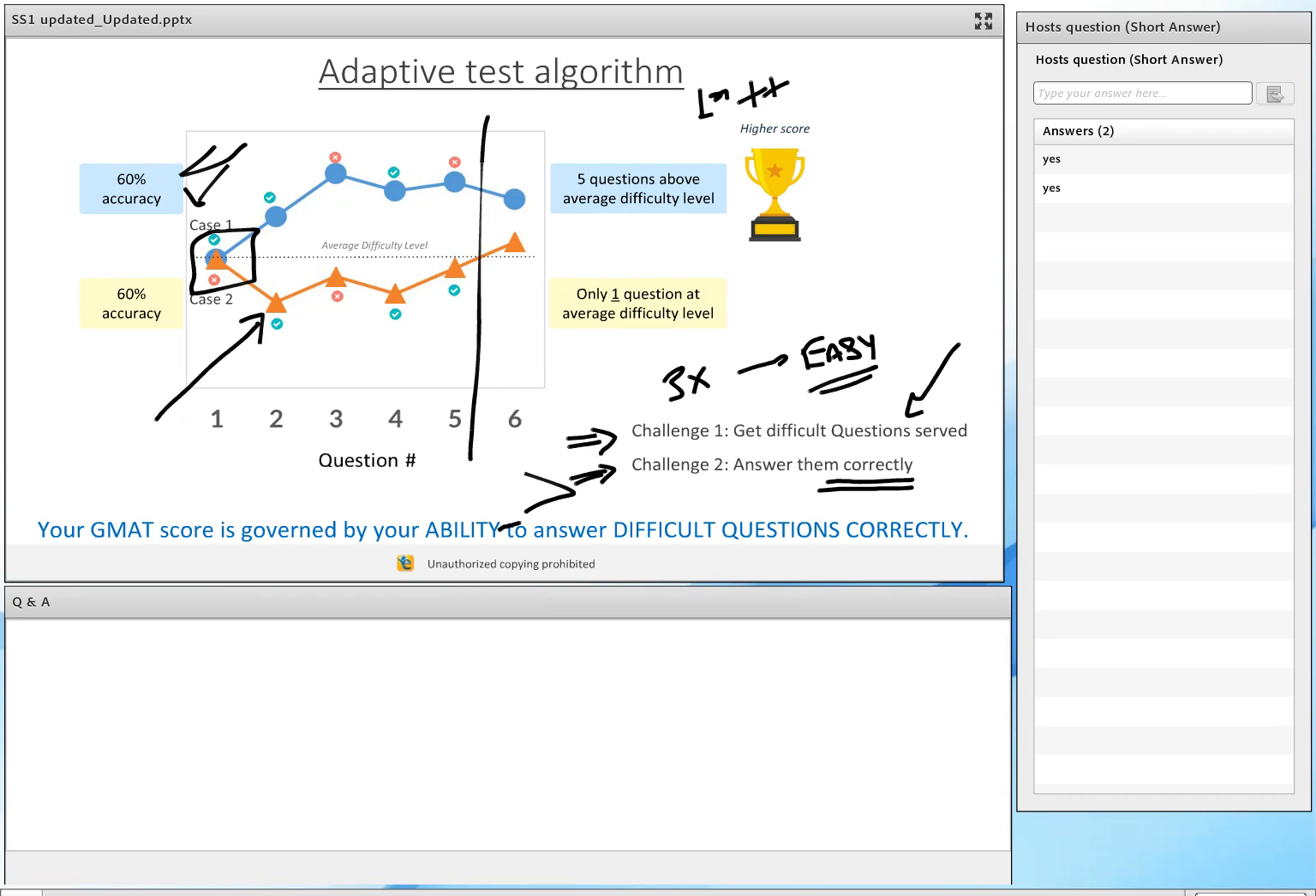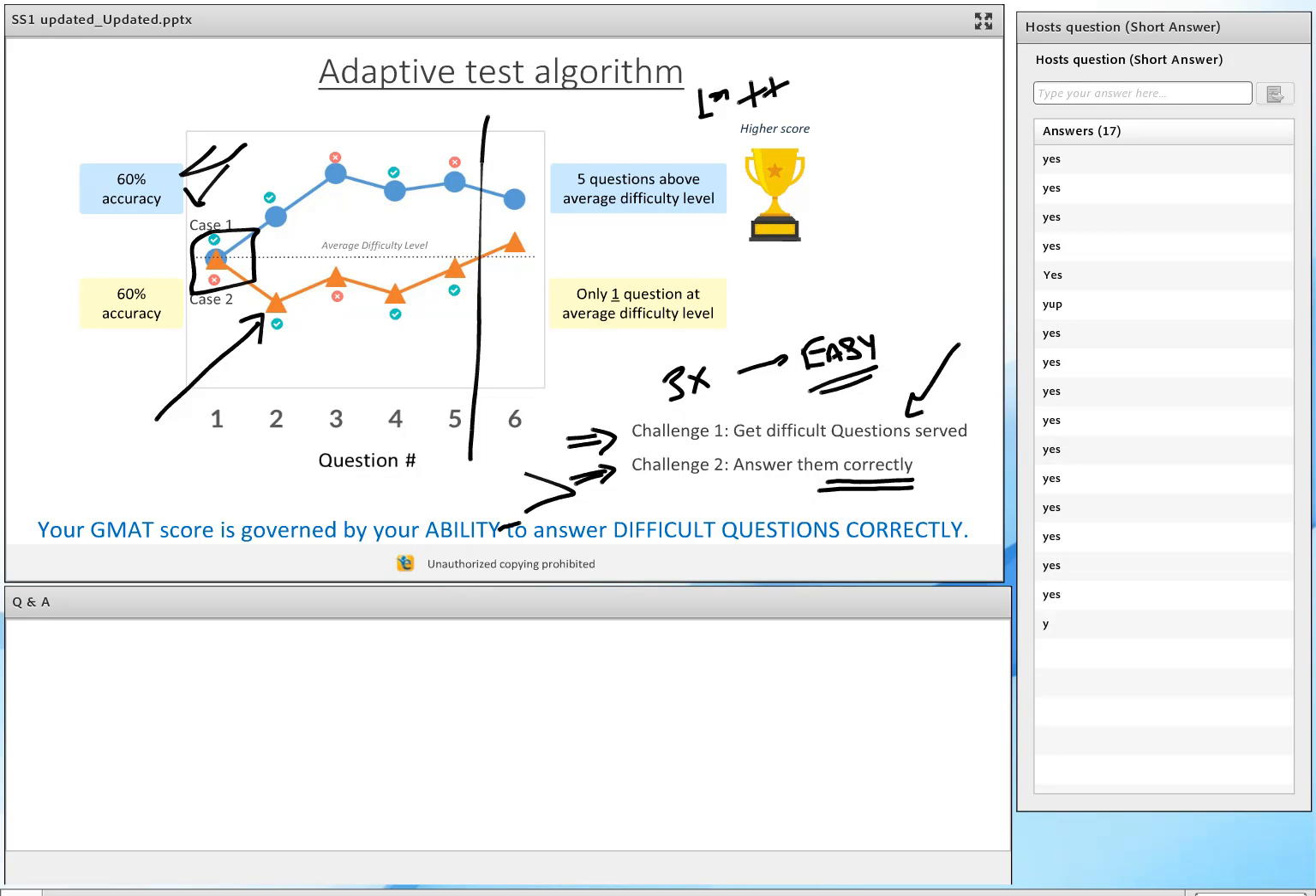If you make mistakes, the test starts to serve easier questions. So what it tries to do is hit what we call, in the algorithm world, a local maxima of your accuracy. Okay, does that make sense? Can I get a few more yeses? Even if it doesn't make complete sense to you, if it somewhat makes sense, say yes over here, because what I'm going to show right now is actual data from the test.